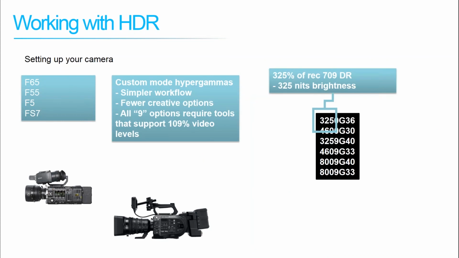Now, you've also got custom mode hypergammas in the F5, F55 and FS7. These aren't going to give you quite the creative freedom, but if you want to turn it around quickly, these can also be a little bit easier.